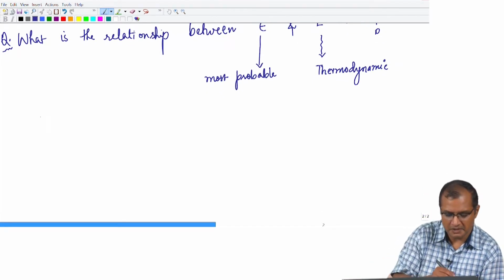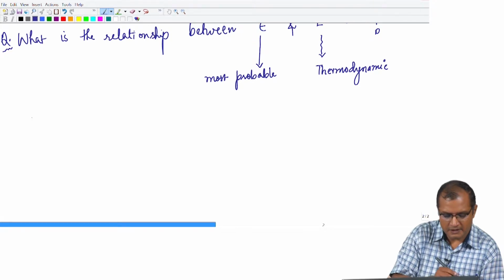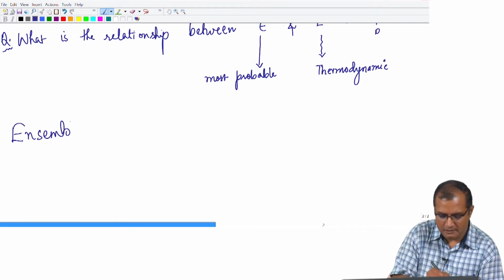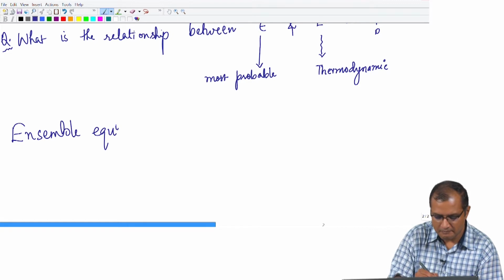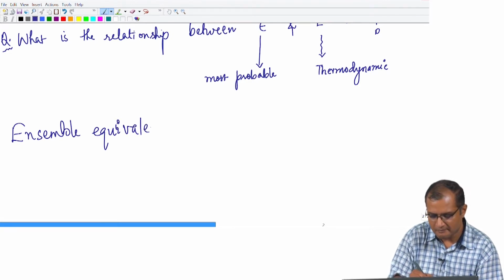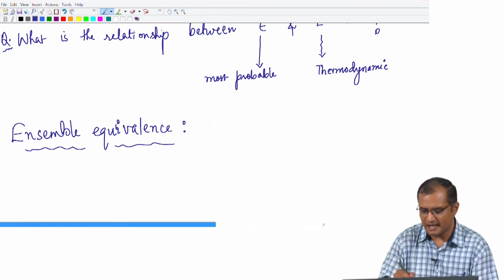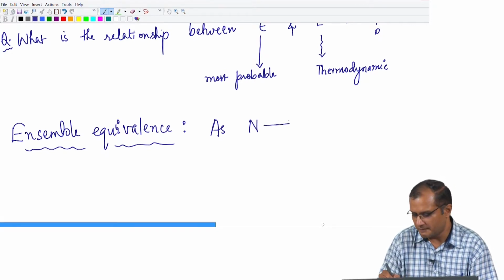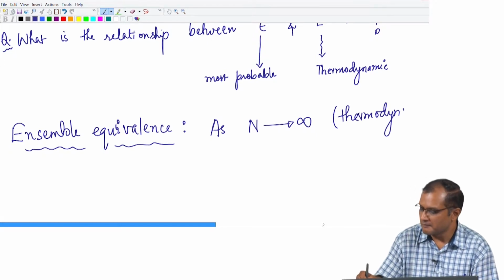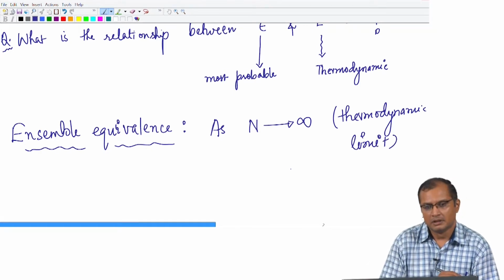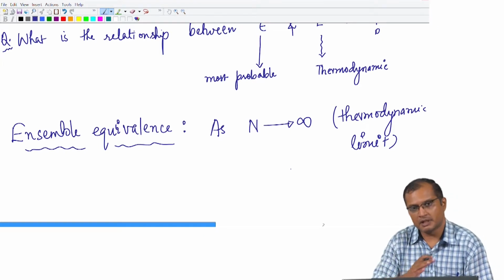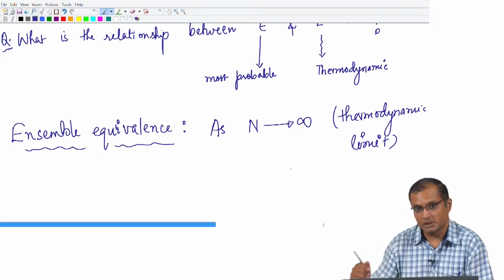So, you can easily see that connection by some sort of an ensemble equivalence. So, the answer lies in the ensemble equivalence, which simply says that as n goes to infinity, when you reach the thermodynamic limit, the canonical ensemble and microcanonical ensemble become the same or indistinguishable.